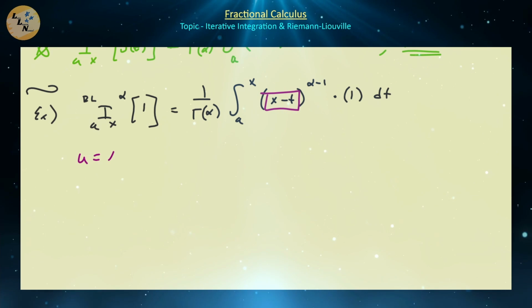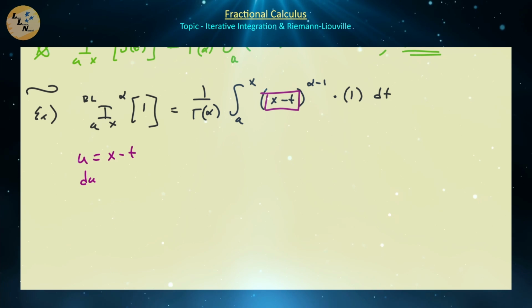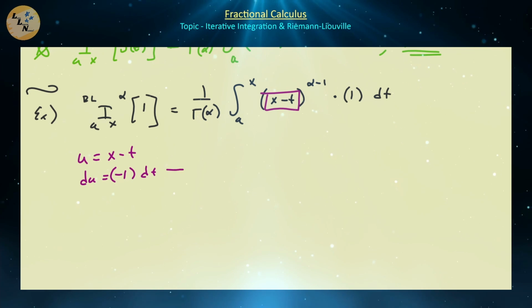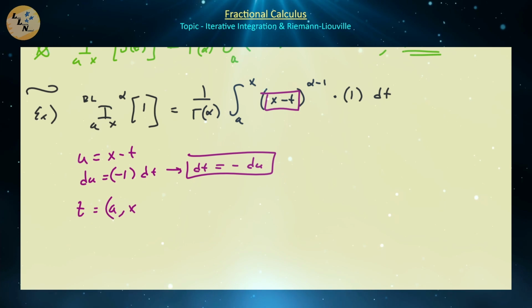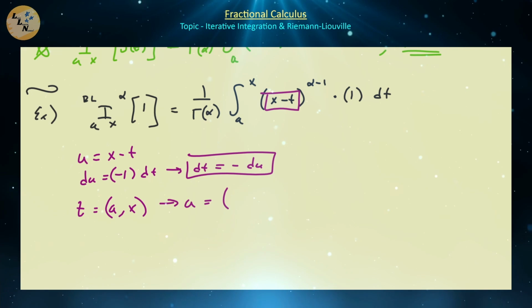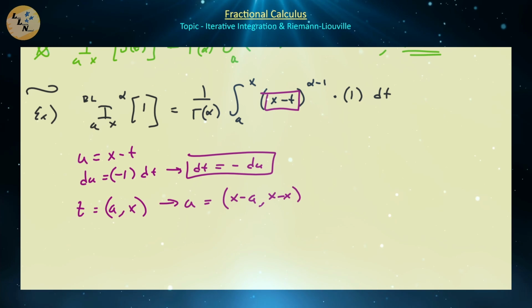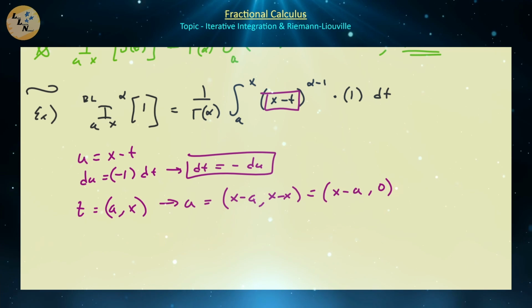So this is a nice little u substitution problem. What we can do is let u be equal to x minus t, so du is just going to be equal to minus 1 times dt, forcing dt to be equal to minus du. So that's the first substitution that we need. Originally we have the variable t in the interval a to x, so when we shift this to u, when t is equal to a, then u is going to be equal to x minus a, and that's going to go to x minus x for the upper bound, which is just 0. So the interval becomes x minus a to 0.